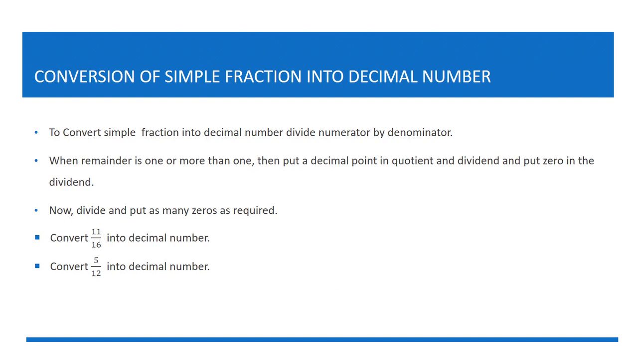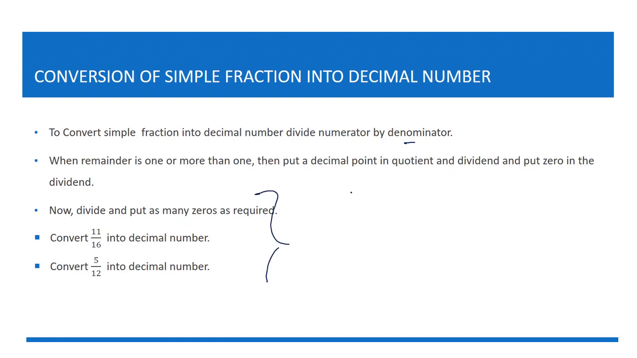Right, let us check out how we can convert a simple fraction into a decimal number. To convert a simple fraction into a decimal number, divide the numerator by the denominator. Right, it's very simple. When the remainder is 1 or more than 1, then put a decimal point in the quotient and put 0 in the dividend. Let us check out how exactly it works.